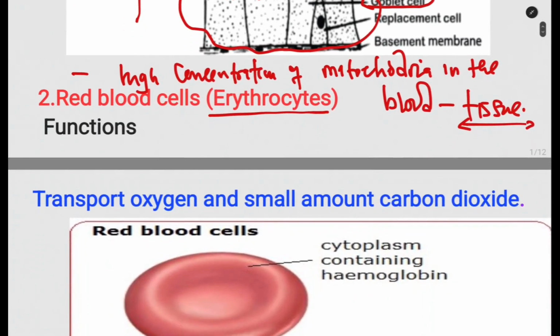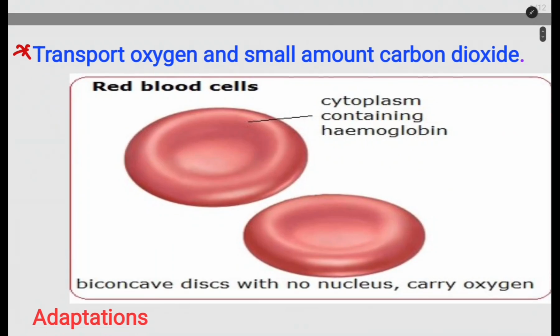What is the function of red blood cells? Transport oxygen and a small amount of what? Carbon dioxide. So the function of red blood cells is to transport oxygen to all parts of the body, and a small amount of carbon dioxide. That is how you can write this one. I hope you do not forget this.